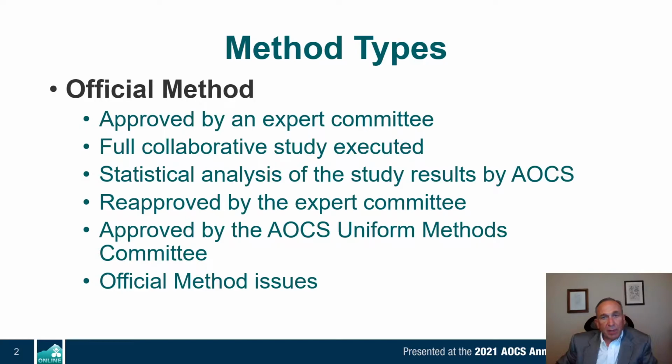Following that, the data is sent back to AOCS, and AOCS carries out statistical analysis, throwing out outliers, and making sure that the study was carried out properly. When that's finished, everything is bundled together and sent back to the expert subcommittee for their final review and approval. Once that is obtained, the entire package is sent on to the Uniform Methods Committee of AOCS, which is our highest methods committee. And these experts put the final seal of approval on the method, and it can go into publication by AOCS.